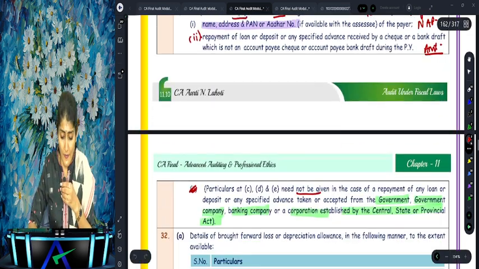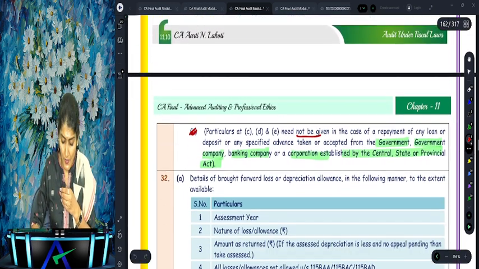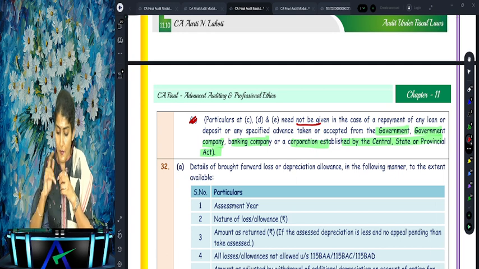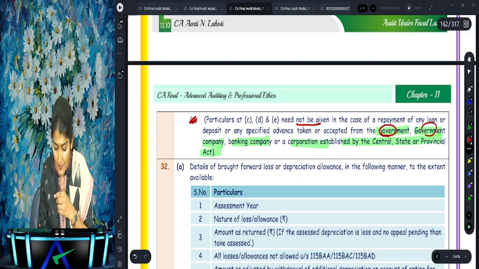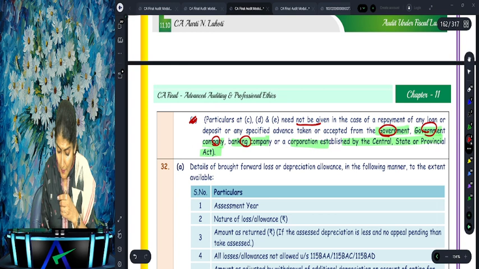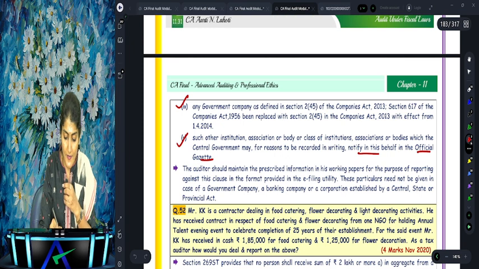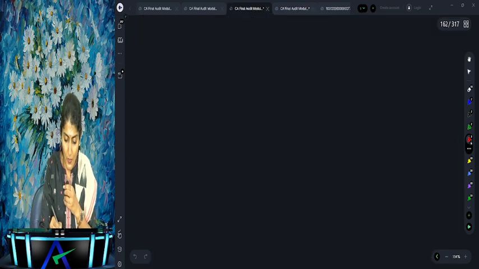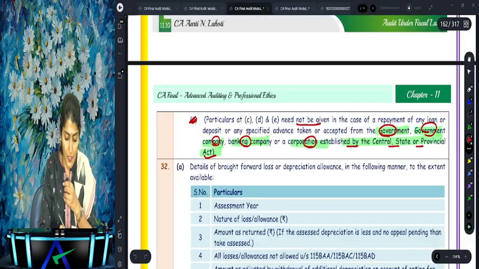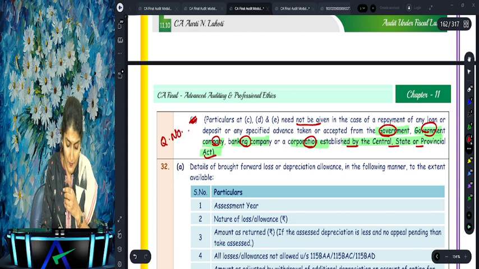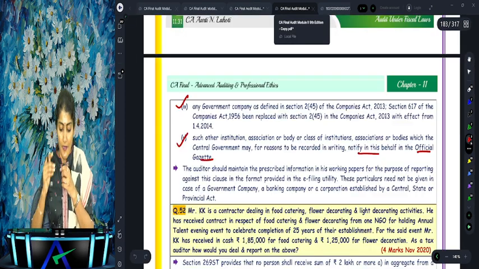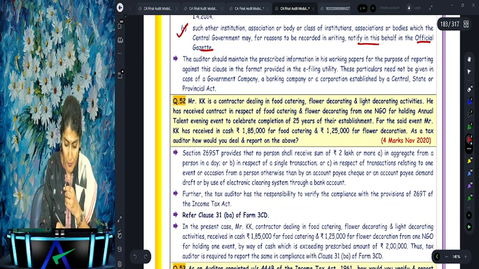Right. Now let us look at the exception. What does it say? Government company, banking company, or a corporation established by the central, state, or provincial act. That has been asked as a question in your exams. So what we can do here is write down question number 51. Are you all with me? Then after that, question number 52.